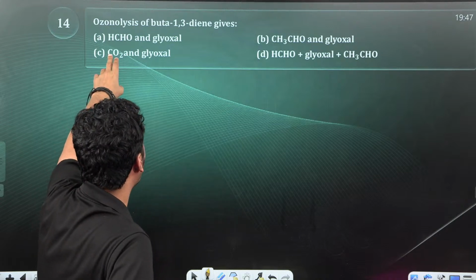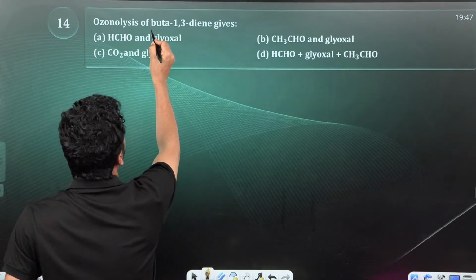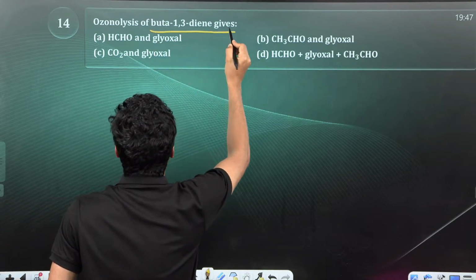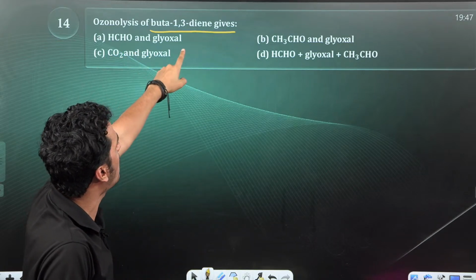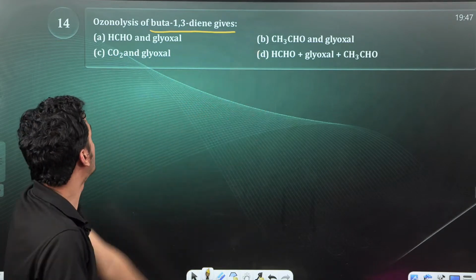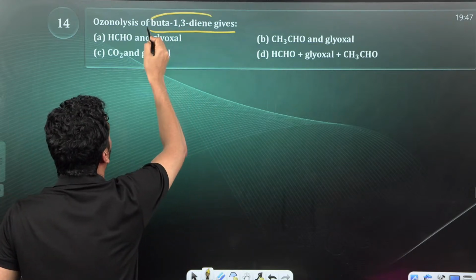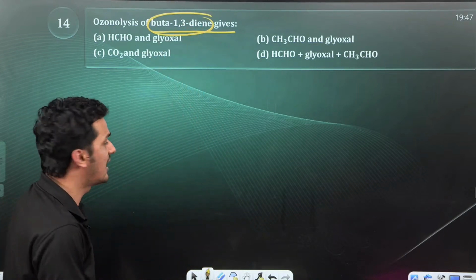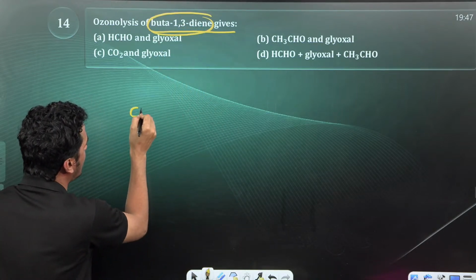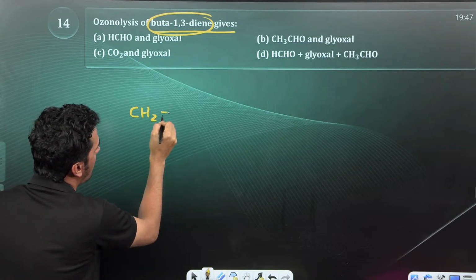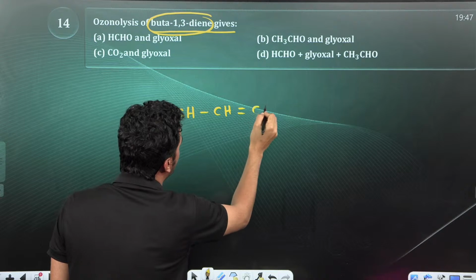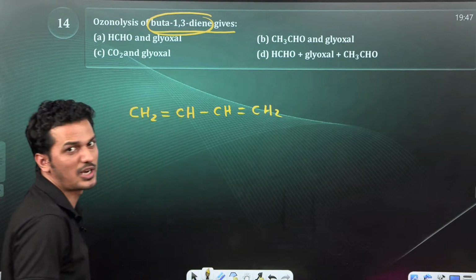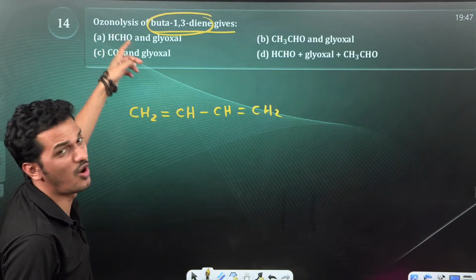What's the 14th question? Ozonolysis of buta-1,3-diene gives... So here you are having buta-1,3-diene. Buta-1,3-diene means CH2 double bond CH, single bond CH, double bond CH2. This is 1,3-butadiene. So we are conducting ozonolysis.